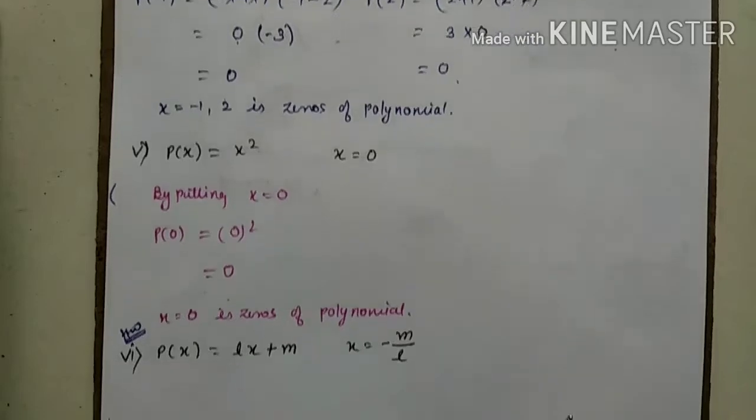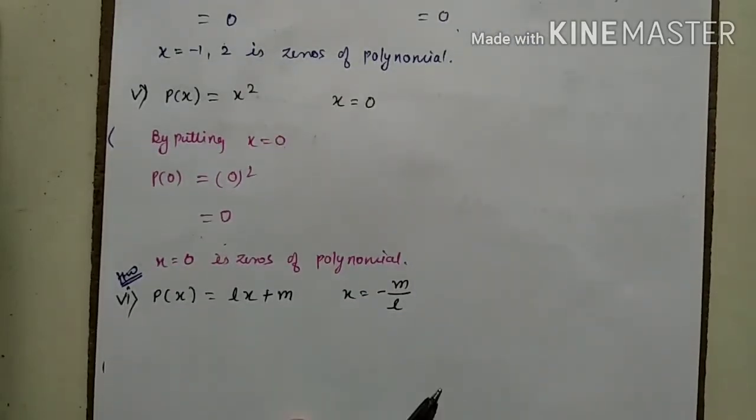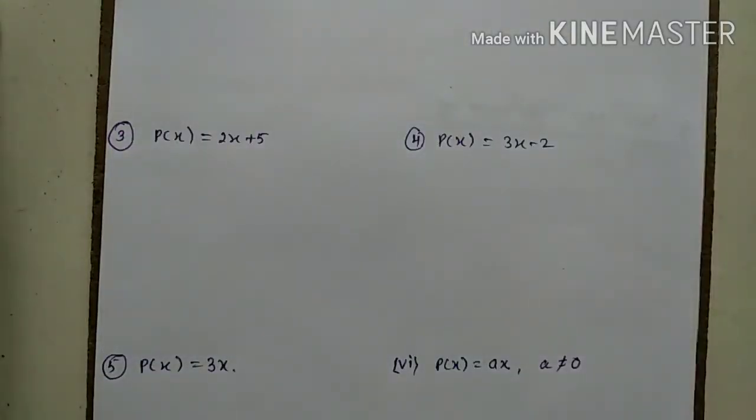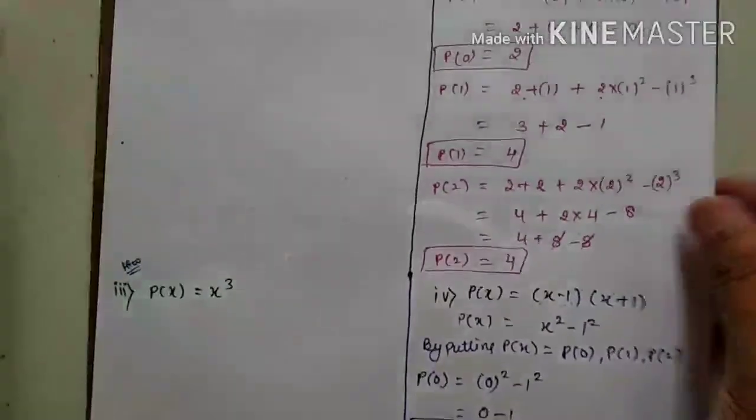Is it clear? Now this question I am giving you as homework. Try it, you will get the correct answer. And you have to get the 0. If you are getting 0, you will say that x equals to minus m by l is a 0 of the polynomial. Now it is over. Third question is over. Now come to question number 2.